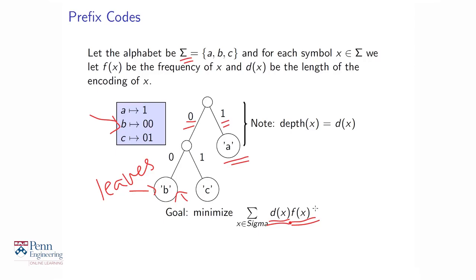And the idea of data compression or Huffman coding is to minimize this product. Minimize the summation over the symbols in the alphabet of their depth times their frequency. So that's really saying, roughly speaking, that conforms to the intuition that you want to put very frequent symbols near the root so their depth is small.